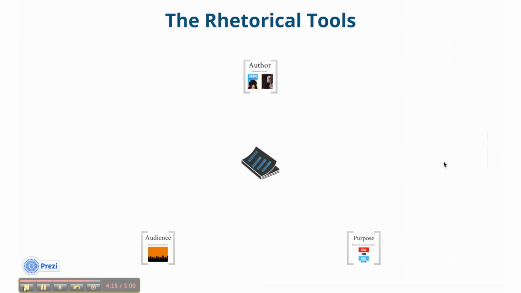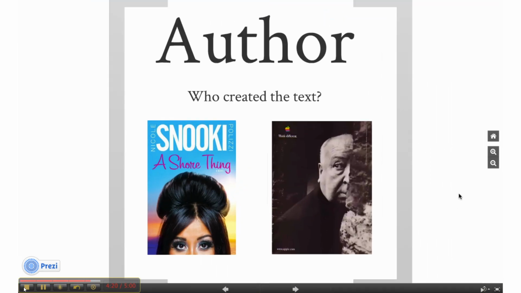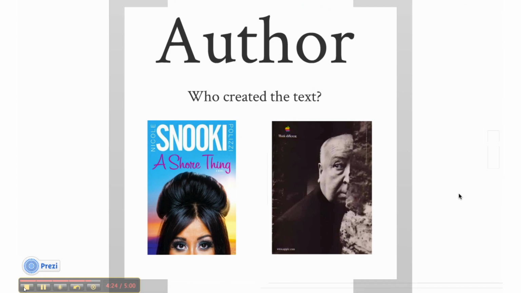So when we look at the author corner of the triangle, we ask ourselves, who created the text? What do we know about them? And that can take many different forms: their reputation, their education, their work experience, even their family history, other works they've created. All of these things factor into our interpretation of the rhetoric of that one book sitting there on the table. What do we know about the author?